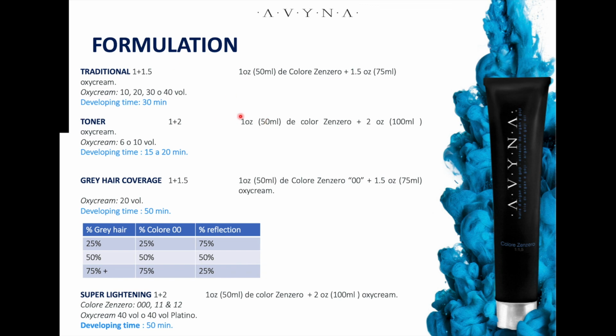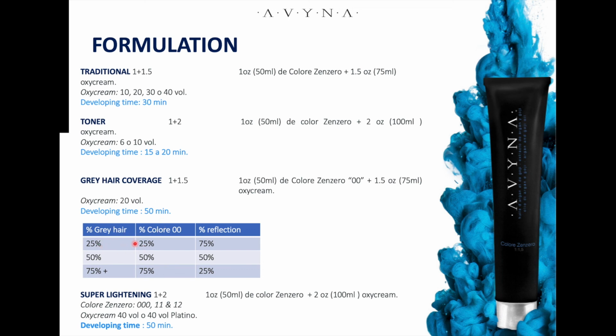What is the formulation? It's going to be 1 plus 1.5 from 10 to 40 volumes. This one is the traditional, and the developing time is 30 minutes. As a toner, you're going to use 6 and 10 volumes, and you can leave it from 10 to 20 minutes. Gray hair coverage is also the same formulation as the traditional, the same mixing ratio. It's 1 plus 1.5. And this one, you're going to leave it for 50 minutes.